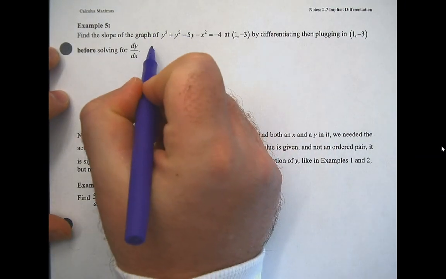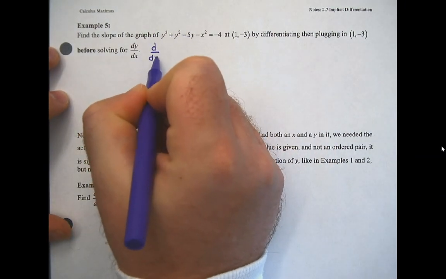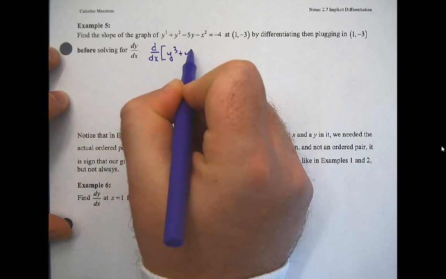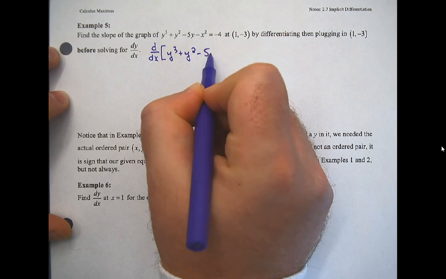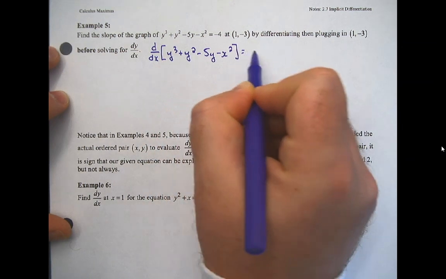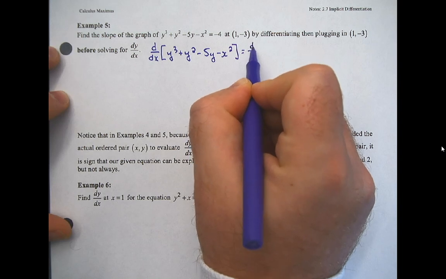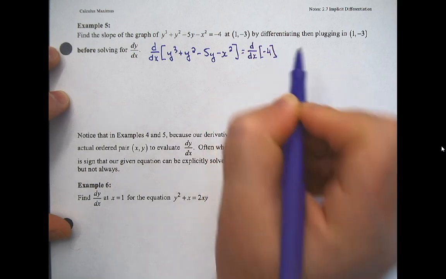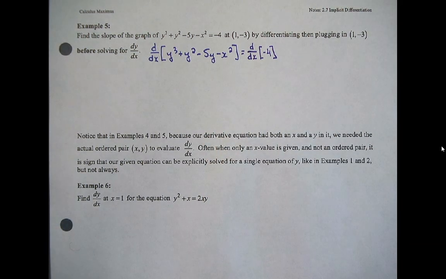So I'm going to take the derivative of y cubed plus y squared minus 5y minus x squared equals d/dx of -4. Let's have you practice that. Pause it if you haven't. I know we just did it, but try it again on your own. I kind of went quick on the last part. Try it on your own. Okay, if you didn't pause yet, pause. Let's see how you did.